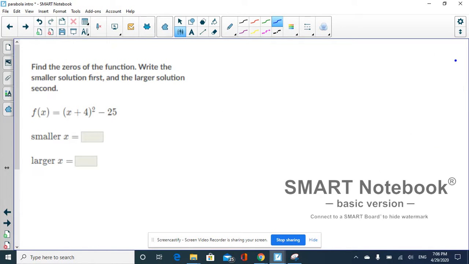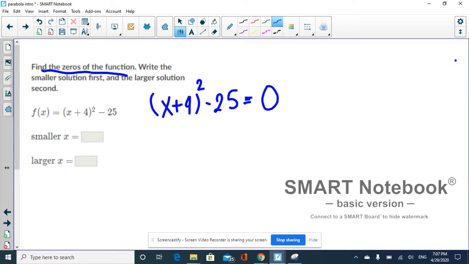Let's see another example. Find the zeros of the function. That means when this equation equals 0. Okay, (x + 4)² - 25. When this equation equals 0, that means find the zeros of the function, the values of x that make this function equal to 0. That's why we put the function equals 0. And we want to solve it.